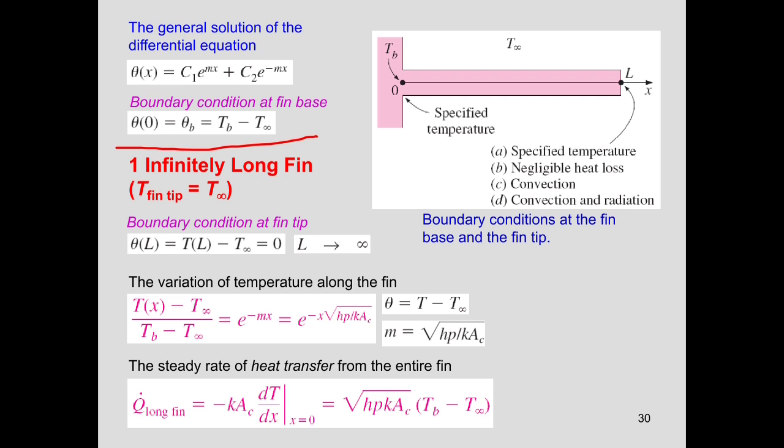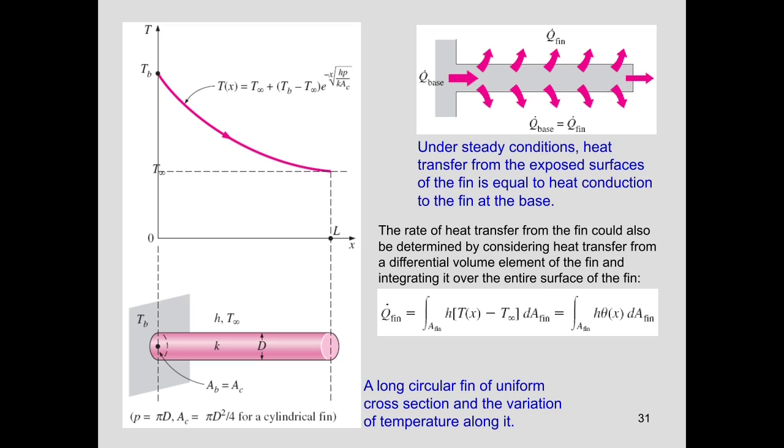We have the basic formula for the fin: theta of x is equal to c1 e raised to mx plus c2 e raised to minus mx. This is our basic formula to find the temperature difference in the fin. There are several cases for finding the heat transport through extended surfaces, four conditions in all. Out of the four, we consider first the infinitely long fin, which means the length of the fin is very long. In that case, the first boundary condition is the same as the previous one.